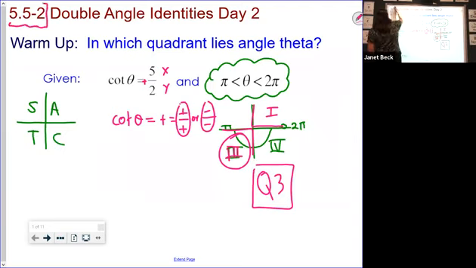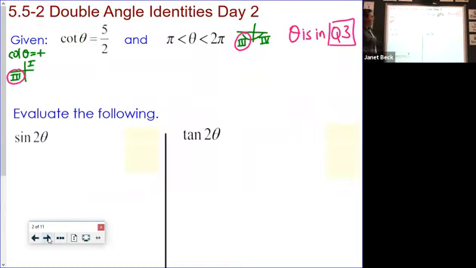We're on unit 5.5, day 2, and we're going to have a look at these questions here now. We're going to find the sine of the double angle, sine of 2 theta, and we're going to find the tangent of 2 theta, but we don't know what theta is. All we know is from this information here and here, we know it lies in quadrant 3, and we know the cotangent of the angle, but we don't know theta itself.